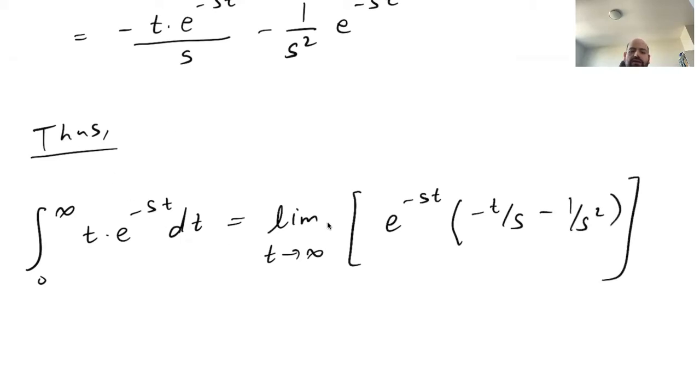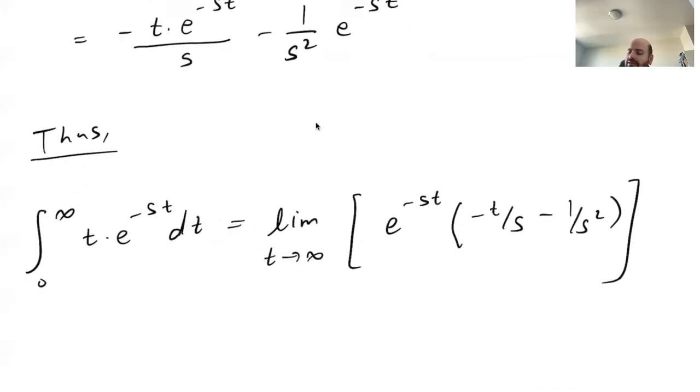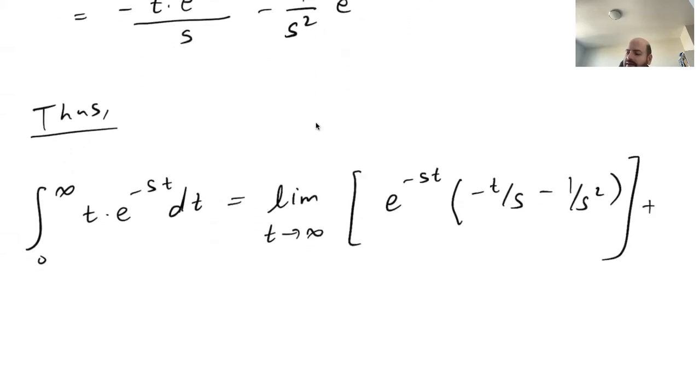So I have to calculate the antiderivative at infinity minus the antiderivative at 0. When we say at 0, we mean t equals 0. So if I replace t with 0 here, this term vanishes because 0 times anything is 0. And then I'll be left with e to the power 0, which is 1. I'll be left with plus 1 over s squared.